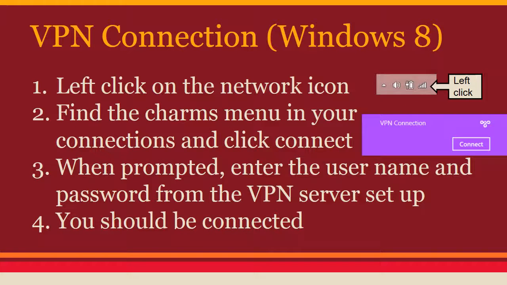Then you will left click again on your network icon and choose Connect to the VPN connection. When it prompts you, you'll enter a username and password, which will be set up by your network administrator. In our case, Zach was our network administrator, and he set up a username of CIT 370 for us. And then it should connect.